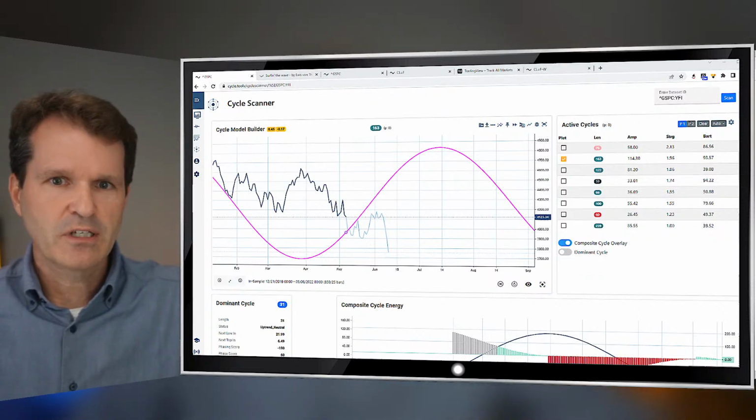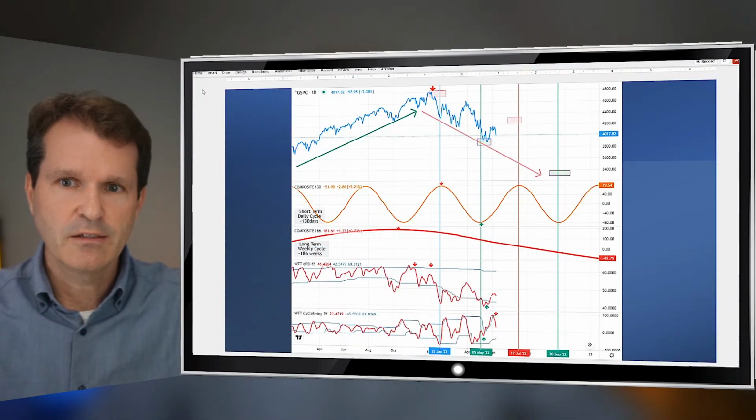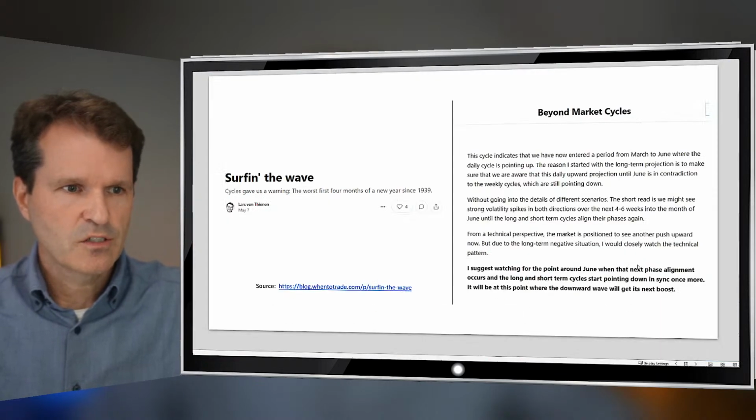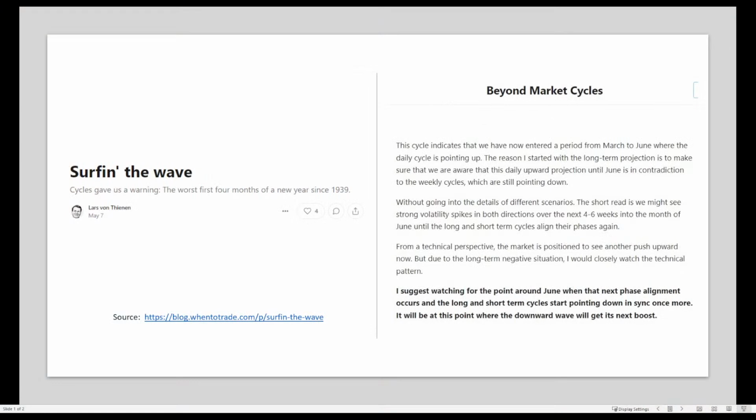Just to show you what I've also written in a free article here. Let me just go back here to this window so that you can see it. So this was an article I put out on 7th May. You see here the date. This is a free public article I put out here, and you see in the lower right corner: suggest watching for the point around June when the next phase alignment occurs and the long and short-term cycles start pointing down in sync once more. It will be at this point where the downward wave will get its next boost. Written at the beginning of May.